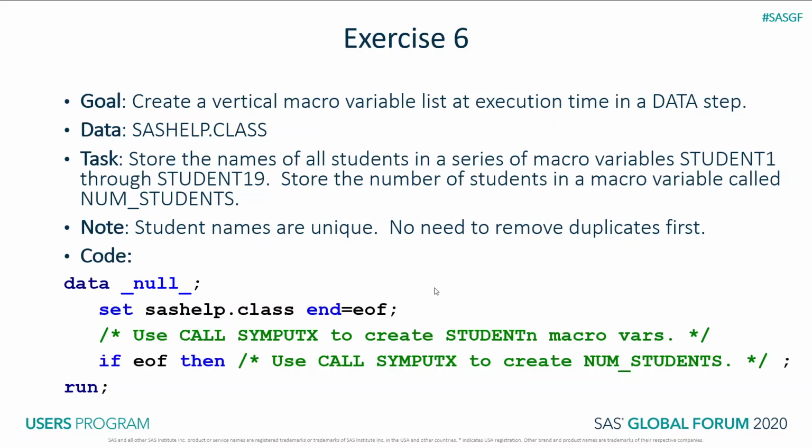So for our 6th exercise, we're going to create a vertical macro variable list using the data step with the names of the students from sashelp.class. And again, the student names are unique, so we don't need to worry about using proc sort to remove the duplicates first. We'll just go straight to our data step. Here's our set statement. We need to add 2 call SYMPUTX statements to create the macro variables. The first call SYMPUTX is going to create the student1 through studentn macro variables, and then the second one will only execute once and will create num_students.